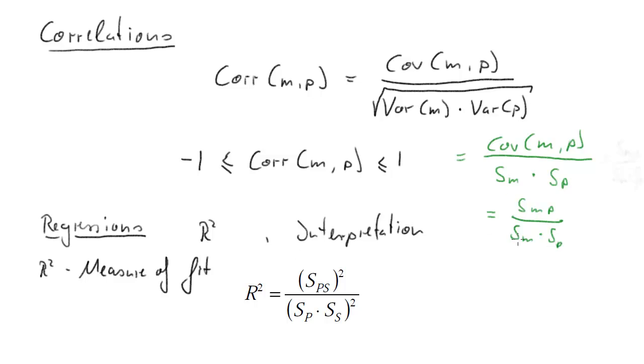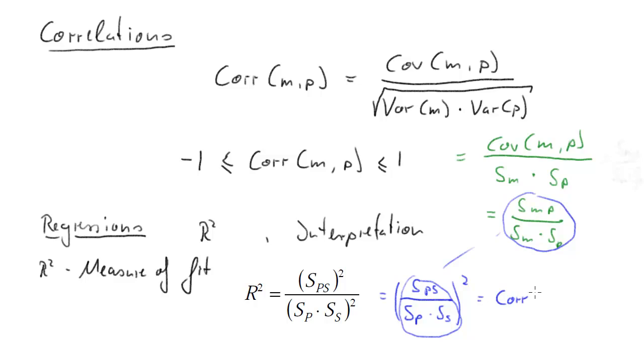Now you can see that we can reformulate slightly our R squared. You can see that both numerator and denominator are squared, so that's nothing else but SPS divided by SP times SS, and that whole thing squared. So what you can see here is, we of course have different variables. Here we had M and P, here we have P and S. But this is nothing else but the correlation coefficient. So it's the correlation between, in our case down here, P and S, squared.